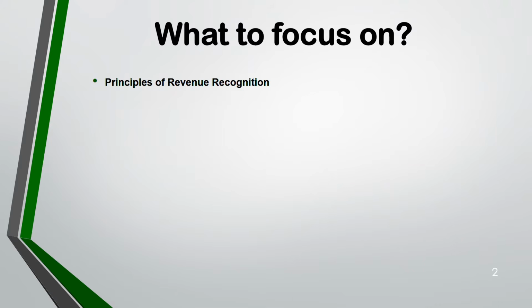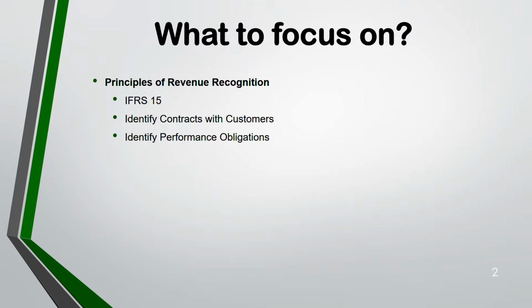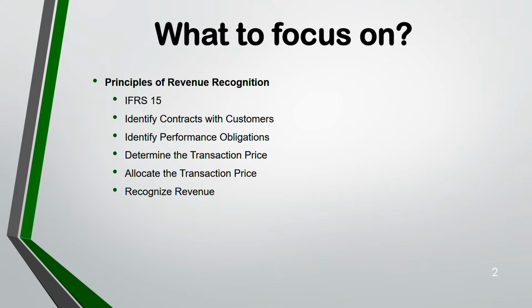Under this, the principles of recognizing revenue. What IFRS 15 says is: you have to identify your contract with customer, identify performance obligation, determine transaction price, allocate transaction price, and recognize revenue. These are the 5 steps in recognizing revenue, and you will be asked questions on these 5 steps. You can be asked questions on any of these 5 or maybe all 5, but you have to know under each of these 5 what you're supposed to do.